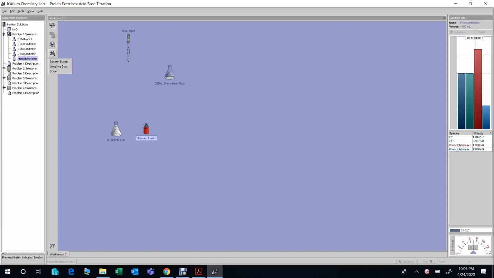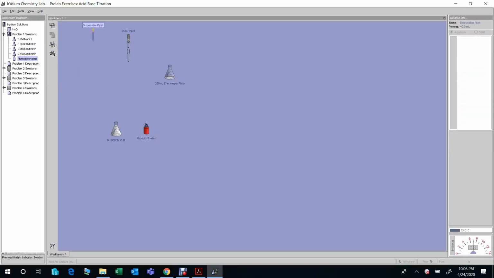What we're going to do? We need to use a pipette, a disposable pipette, right? And then you can see whether you can take some drops. You see there's a red circle sign. It means this cannot be done.